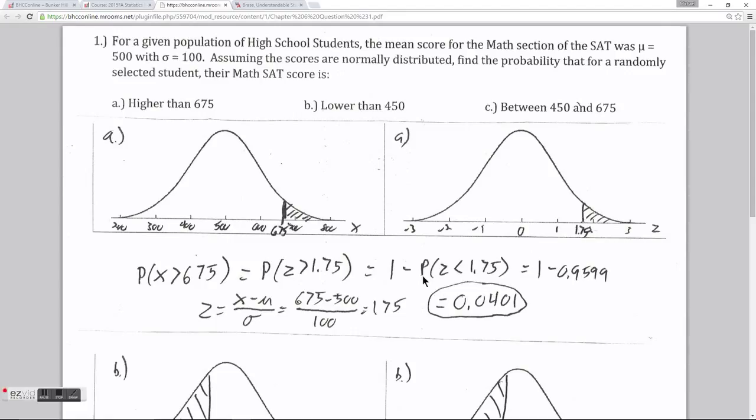Or in other words, it's the probability that z would be less than 1.75. This probability I would want to subtract from 1. 1 is the area under the entire normal curve. Subtracting that from 1 gives me 0.0401, which is the shaded area I desire. It's the probability that any normally distributed variable would be more than 1.75 standard deviations above the mean, which relates in our problem to an SAT score of 675.